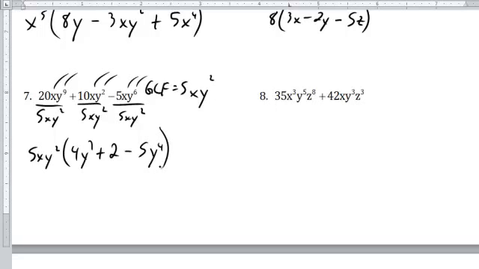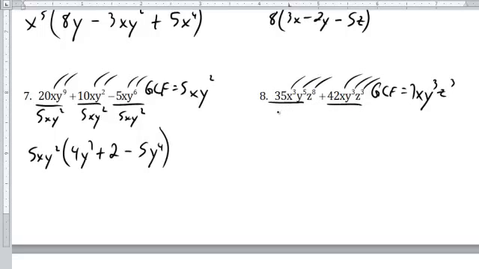Okay, and this next one, what goes into 35 and 42? 7 does. So that's x cubed, that's just x, so 7x. This is y to the 5th, this is y cubed, so y cubed. And this is z to the 8th and z to the 3rd, so z to the 3rd.